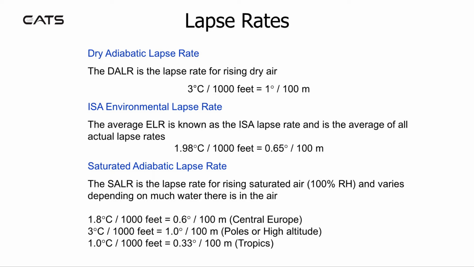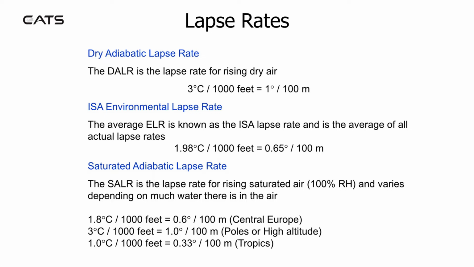Lapse rates. The dry adiabatic lapse rate is the lapse rate for rising dry air. It's 3 degrees per 1,000 feet or 1 degree per 100 meters. The environmental lapse rate is known as the ISA lapse rate and is the average of all actual lapse rates. It's 1.98 degrees Celsius per 1,000 feet or approximately 0.65 degrees per 100 meters.